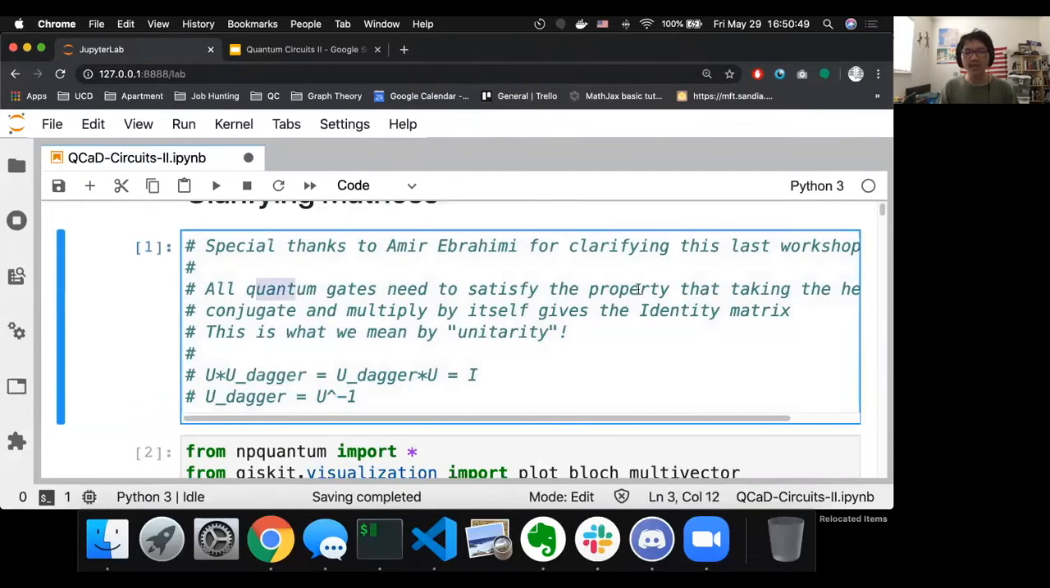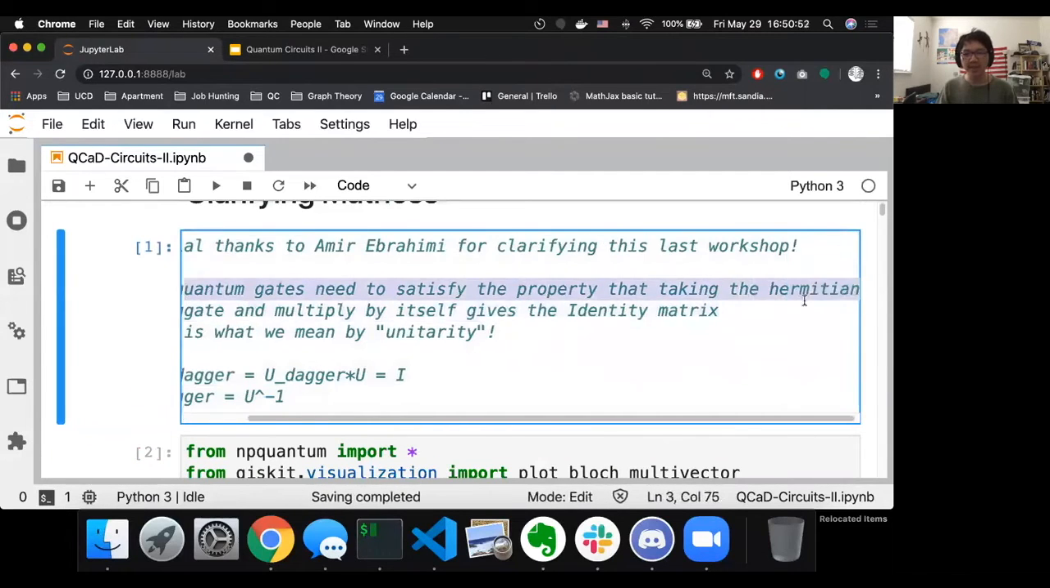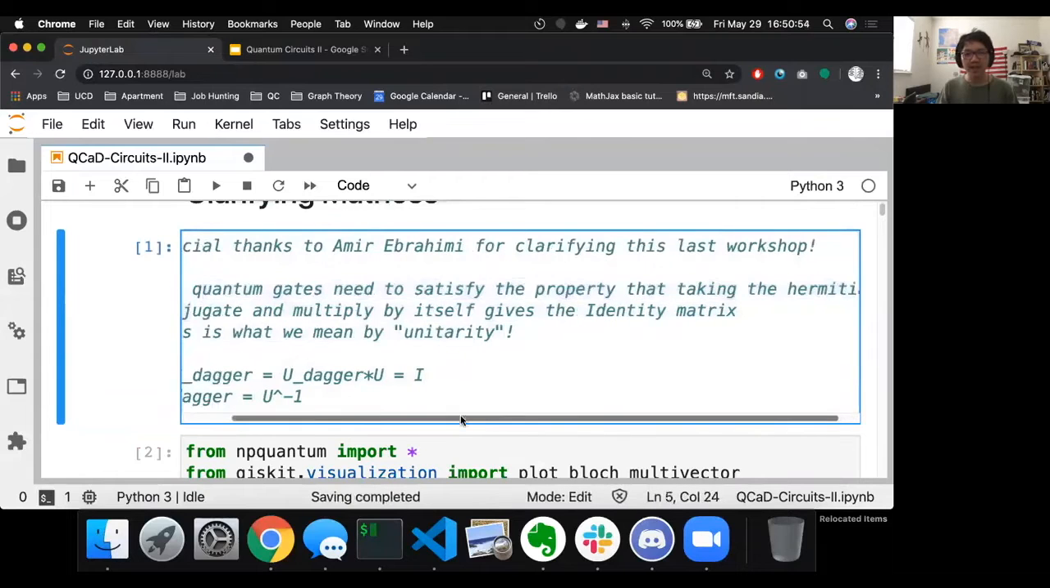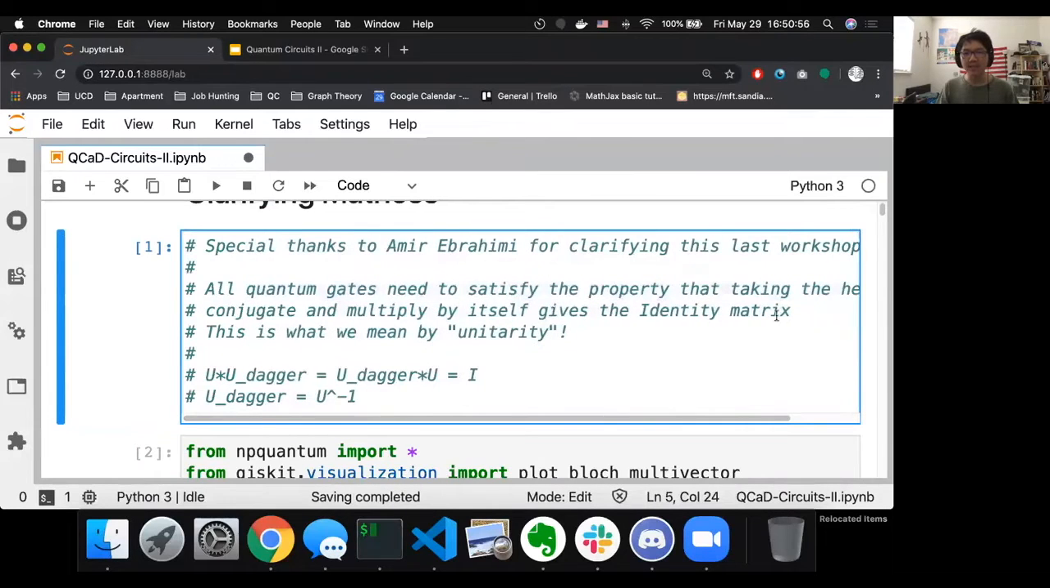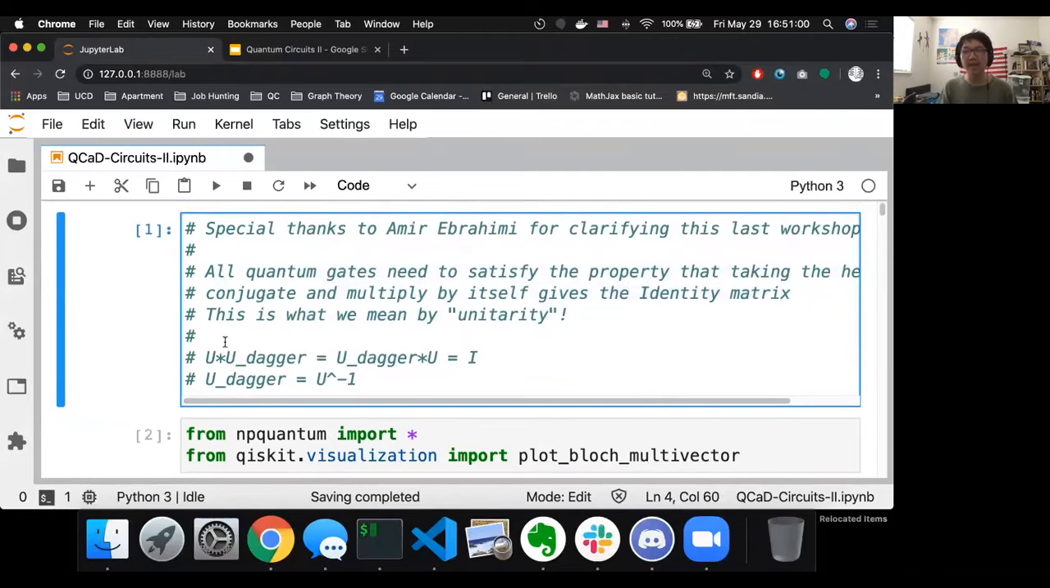So all quantum gates need to satisfy the property that taking the Hermitian conjugate and multiplying it by itself gives the identity matrix. So that's what we mean by unitarity. So if I have U times U dagger, and the dagger is something that comes up very frequently in quantum mechanics, it just means I've taken the Hermitian conjugate of the matrix. So U times U dagger is equal to U dagger times U, which is equal to the identity.